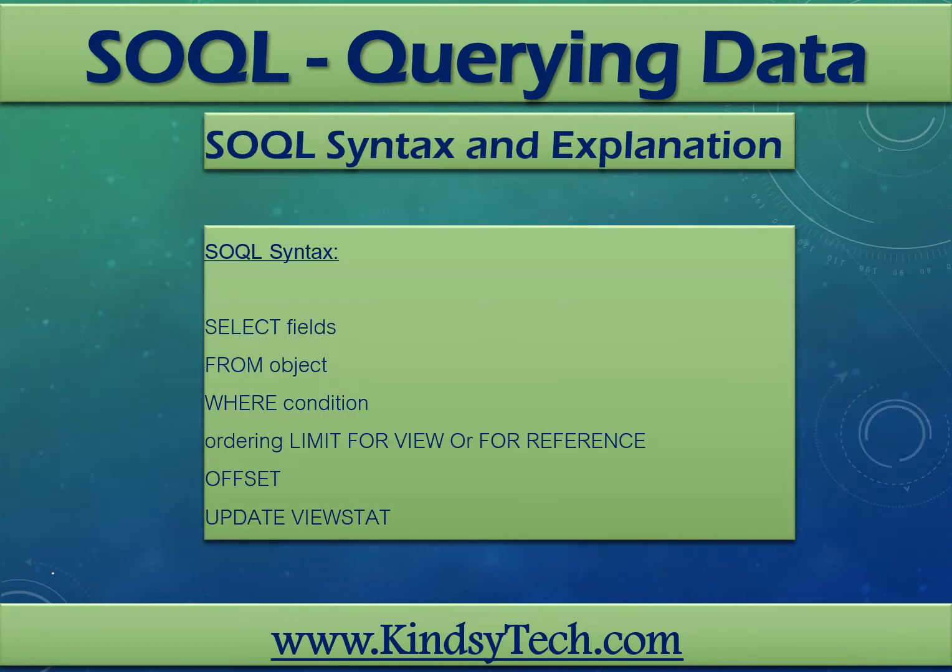So now we'd like to move into the syntax of SOQL and explain how it works. Salesforce Object Query Language, SOQL, uses the select keyword to fetch data from objects and fields. In SQL, Structured Query Language, the keyword select is used to fetch data. And the SOQL syntax is select fields from object where condition, and then the order if you would like to place an order, and then limit, for view, for reference, offset, update view stat. So let's break that into a little more detail.